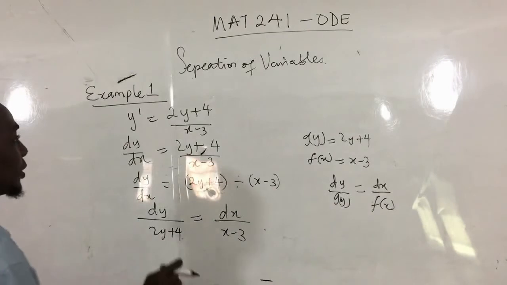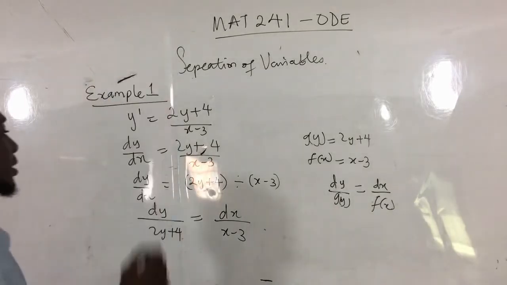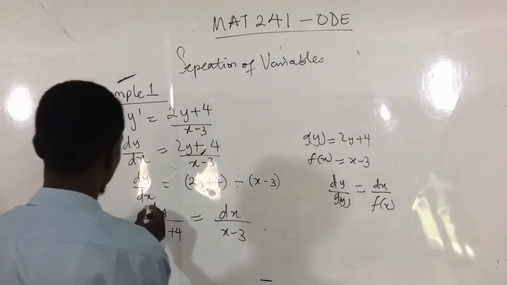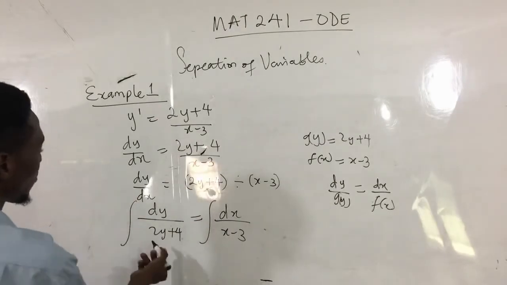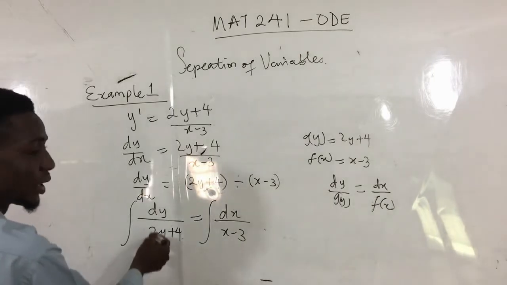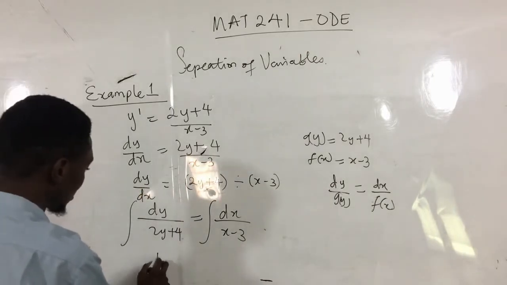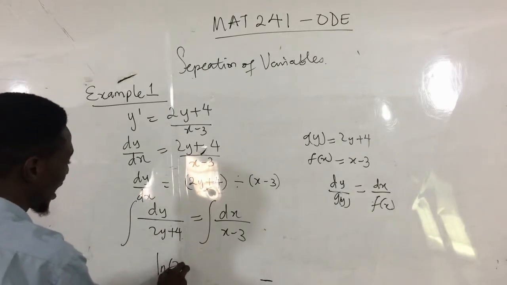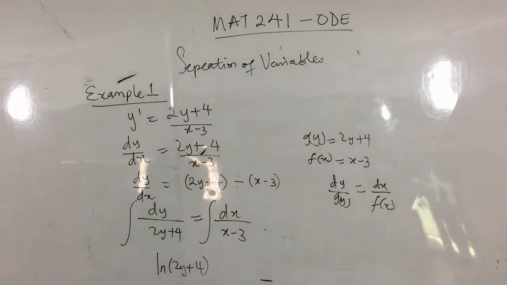That means we can solve it using separation of variables. So the next step now is to integrate both sides. If you take the integral of both sides, when you integrate 1 over something, what does it give you? When you integrate 1 over 2y plus 4, what do you get? You get ln of 2y plus 4.